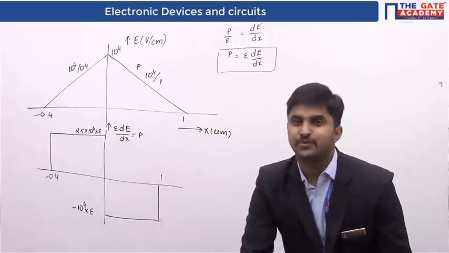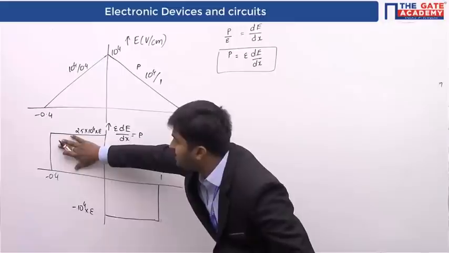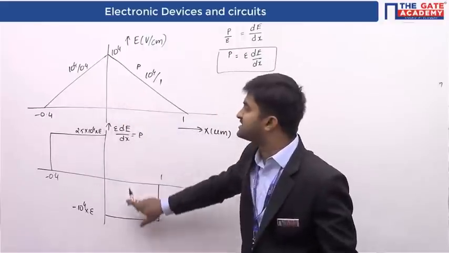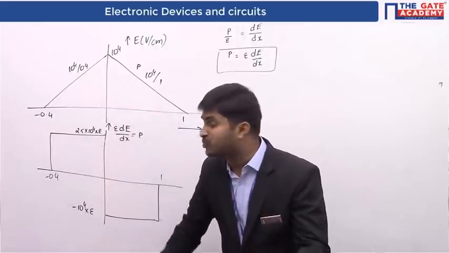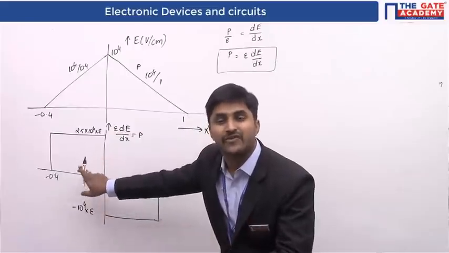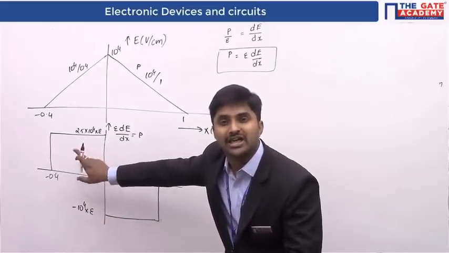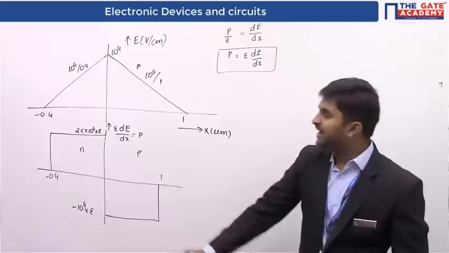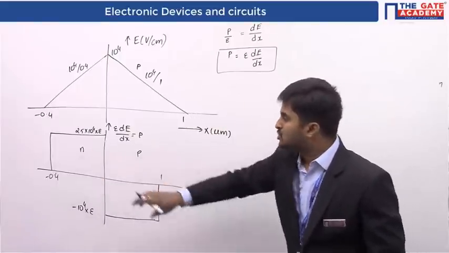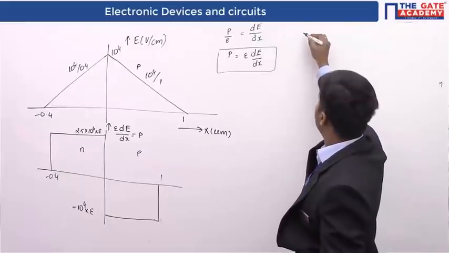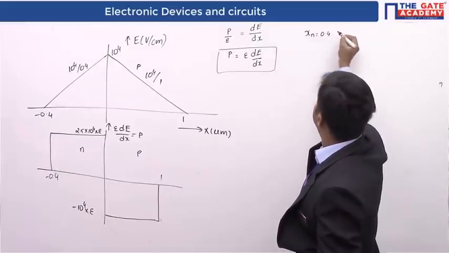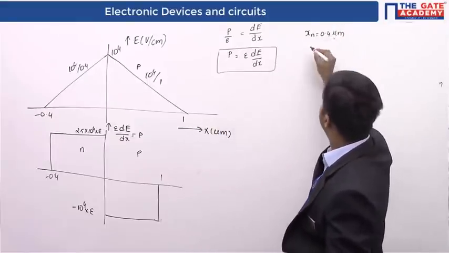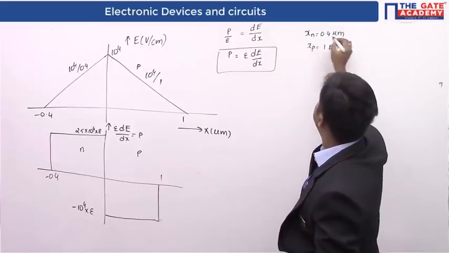When you look at the charge density profile, you will understand you are having positive charge density here and negative charge density here. We know this is the depletion region. Whatever profile we are drawing here is nothing but the depletion region. When the depletion region is going to have positive charge density, it means that you are having donor ions here. It means this is going to be n-type and this side is going to be p-type. So n-type means that the value of xn is going to be 0.4 micrometers, and the value of xp is going to be 1 micrometer.